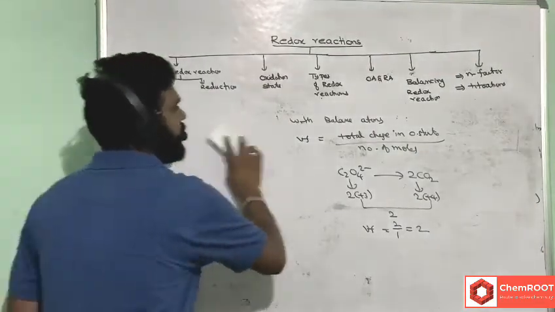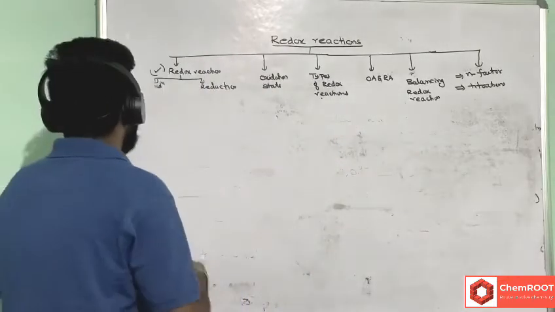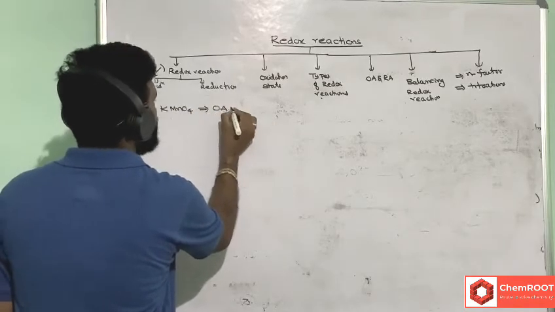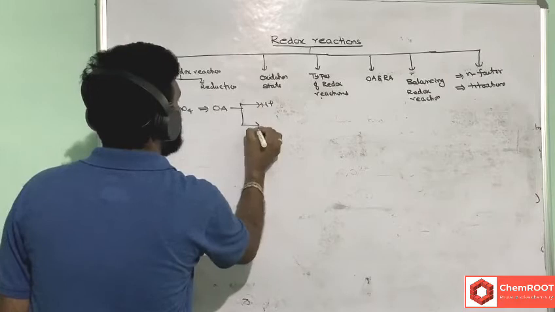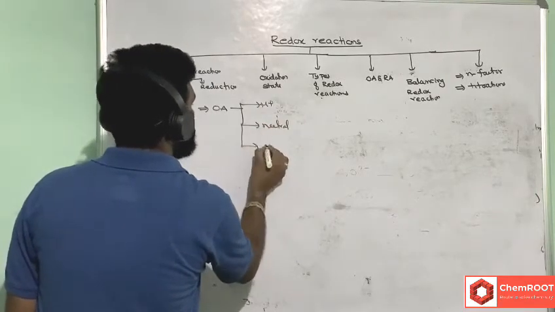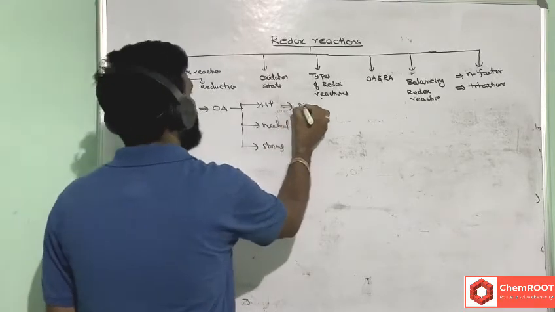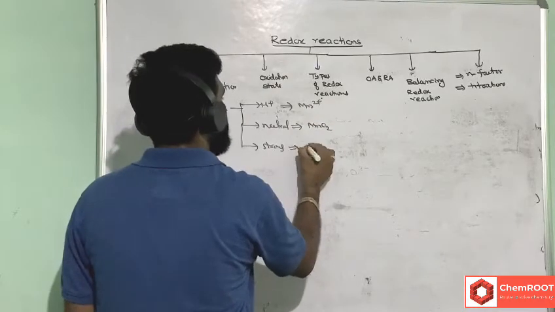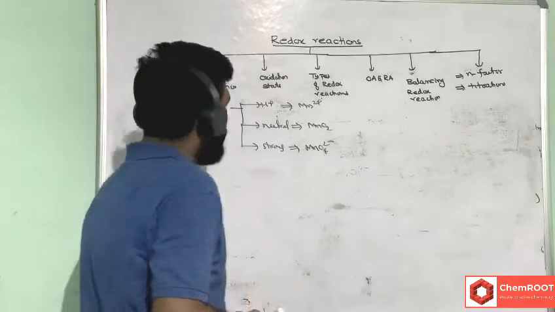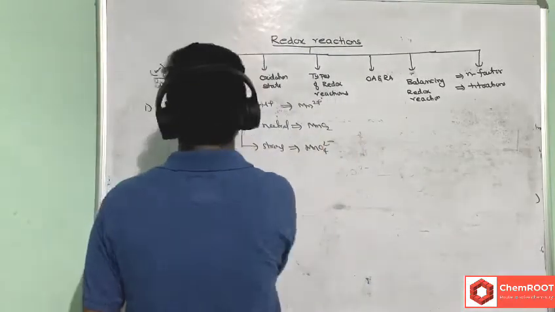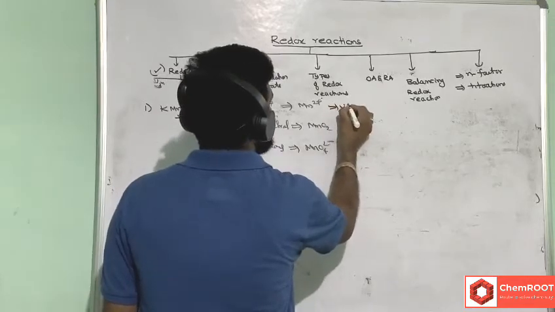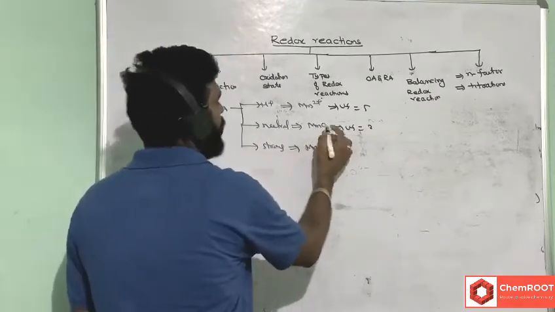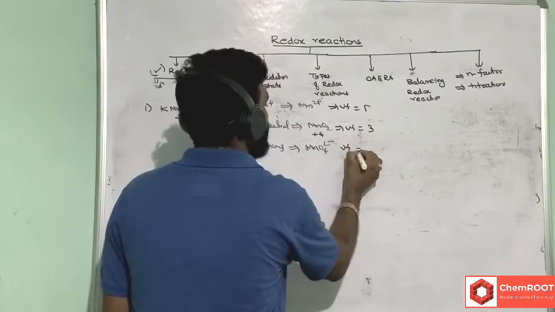And next, generally you have to know that KMnO4 acts as an oxidizing agent in acidic medium, neutral or slightly basic medium, and strong basic medium. In acidic medium, it will be converted into Mn2 plus, in neutral medium MnO2, and in strongly basic medium MnO4 2 minus. So what will the valency factor be? Here plus 7 to plus 2, so the valency factor will be 5. Here plus 7 to plus 4, so 3, and here the valency factor will be 1.